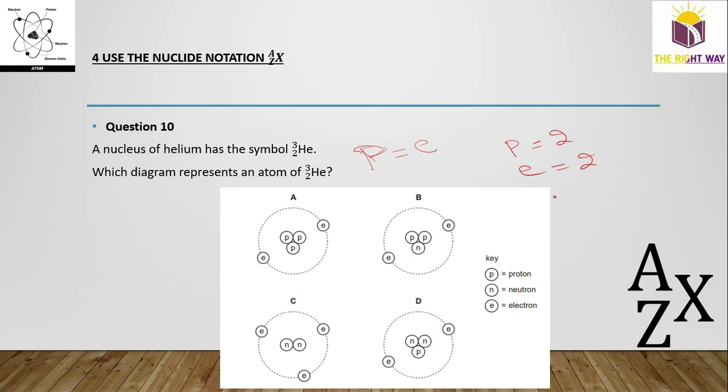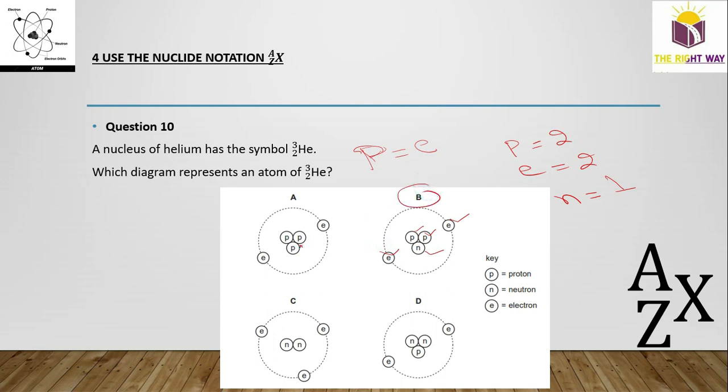Now, what about the neutron number? How many neutrons do we have? It is 3 minus 2, which is equal to 1. So, 1 neutron, 2 protons, and 2 electrons revolving around the nucleus. So, B is the right option.